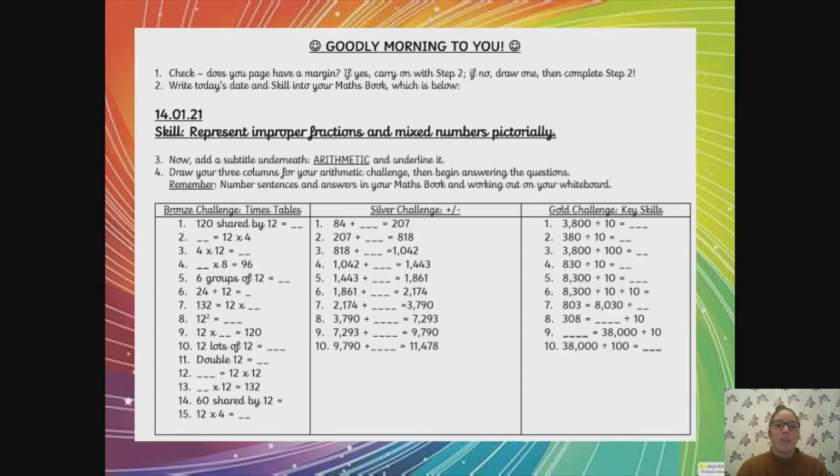Okay, so today's arithmetic. For your bronze challenge, you have got 12 times tables. For your silver challenge, you need to find the missing number. So you've got 84 plus something equals 207. Now to find the answer, you need to work out the inverse, okay? So you need to take away 84 from 207, and that will tell you what the missing number is.